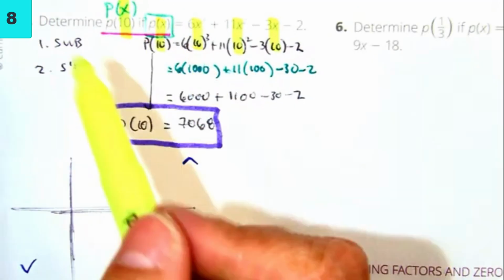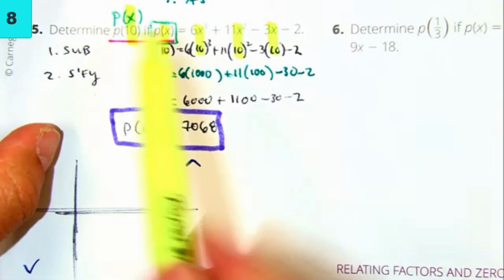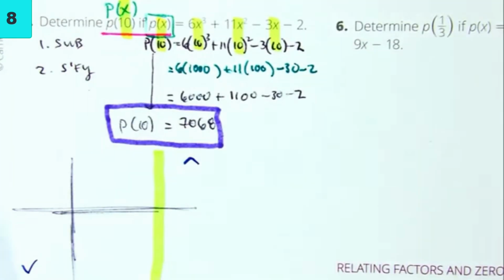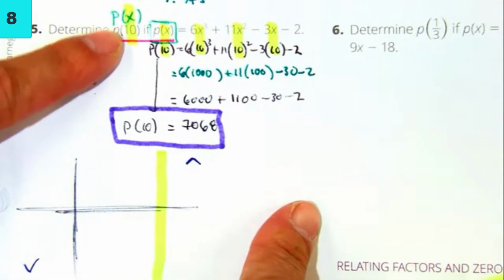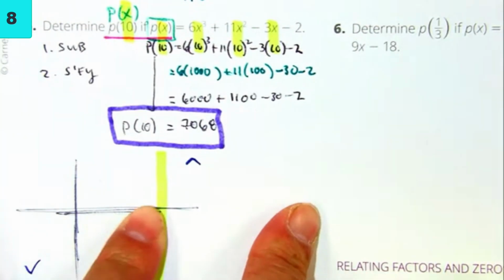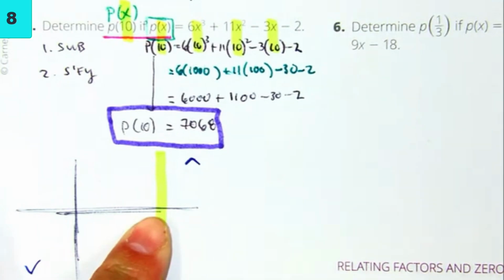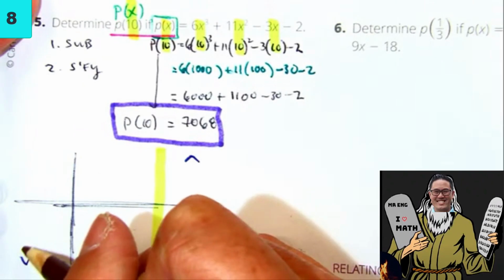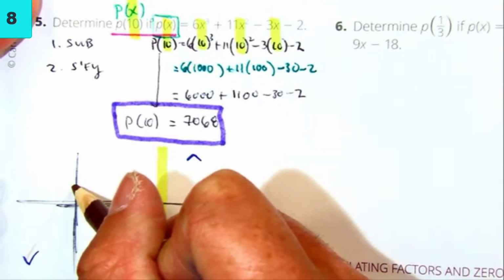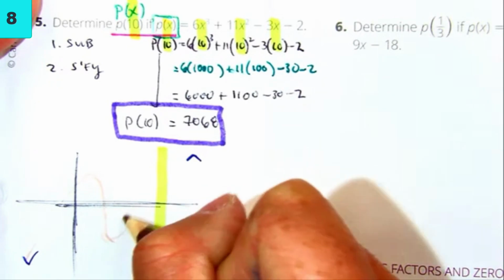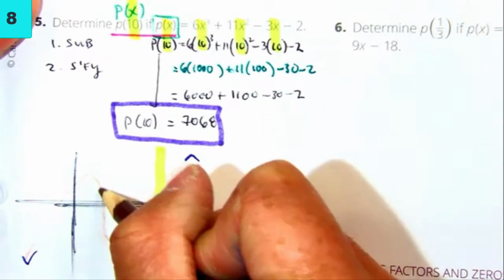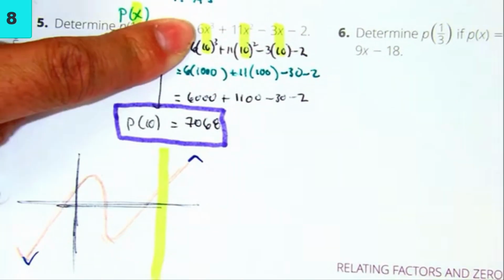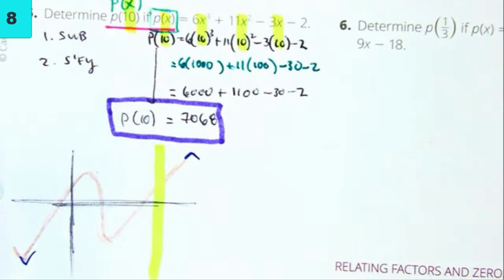And I'm going to draw, where I have x equals 10, a line. Where x equals 10, my highlighter that I substituted in, I'm going to draw on the x-axis at 10. So let's draw a sketch. There is an odd degree polynomial. The number in front is positive, so we're going to keep it.